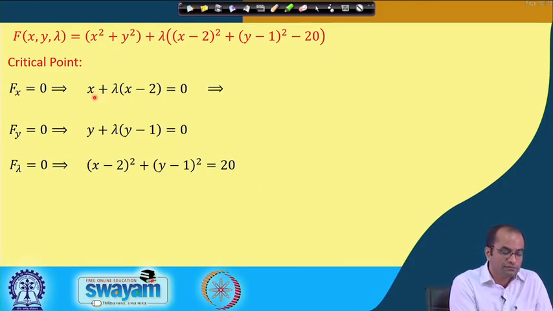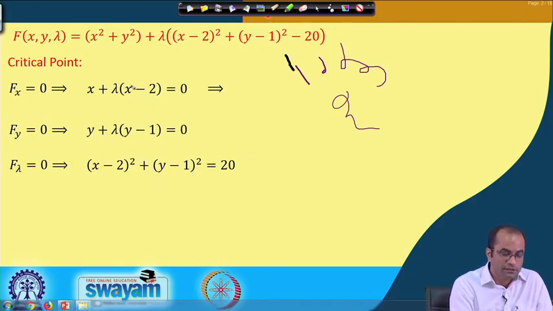From this equation, first we will write down this x minus 2 in terms of lambda. From the second equation also we will write y minus 1 in terms of lambda. We will substitute here, so we will get possible values of lambda. So, in this way we will solve this. Let us look at the first problem here.